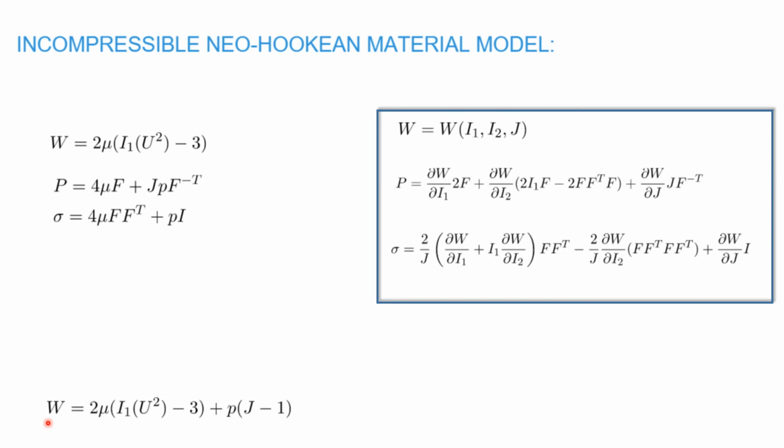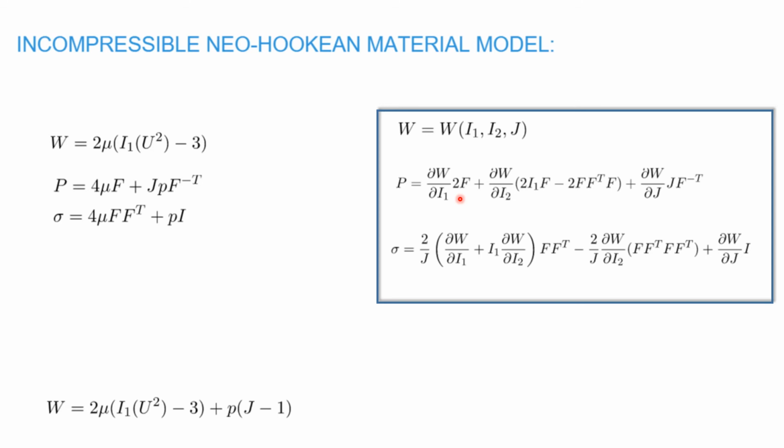In order to incorporate P in the solution for the stresses, W is sometimes written in this form, adding a term which is equal to the hydrostatic pressure P, which ensures that volume is equal to 1, multiplied by J minus 1. You can see that this adds nothing to the energy because J is always equal to 1. On the right hand side here are the general expressions for P and sigma as we obtained from the previous slides.